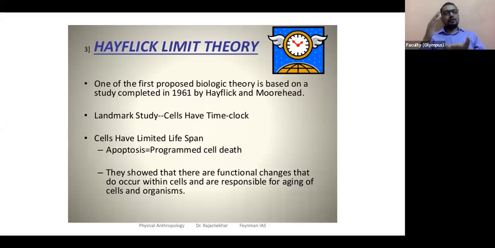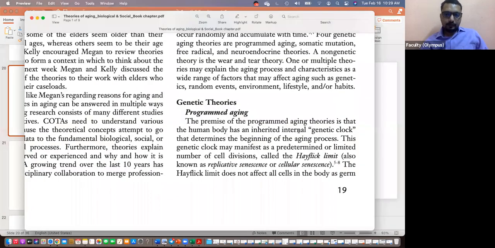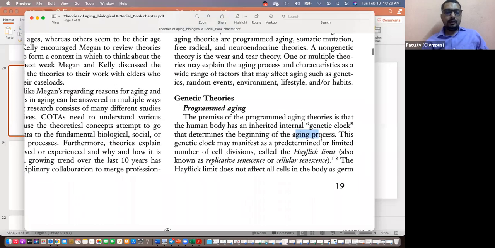Then eventually our tissues get affected. If tissues are affected, organs are affected. If organs are affected, our overall physiological function is affected. So at the cellular level, there is a certain duration till which cells are all right. Later, cells would die. So there must be an internal genetic clock present in us, which is responsible for aging, according to the theory.